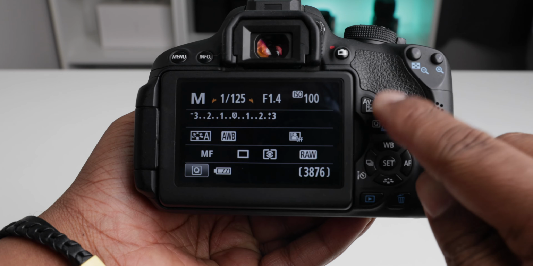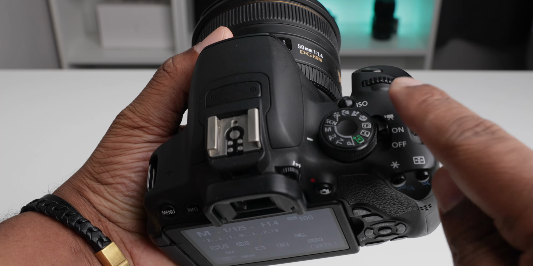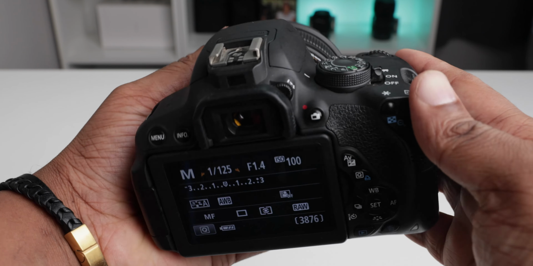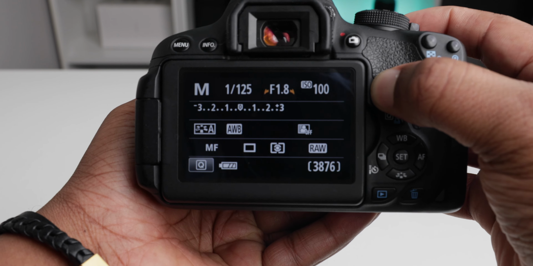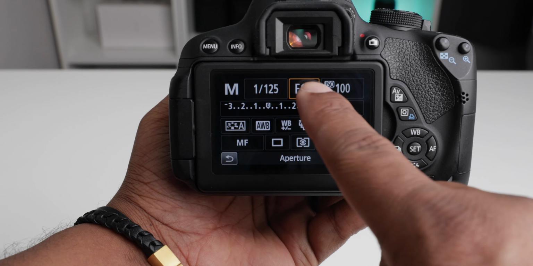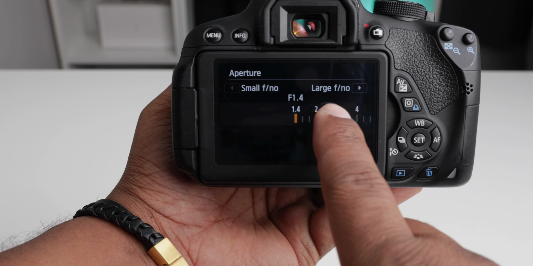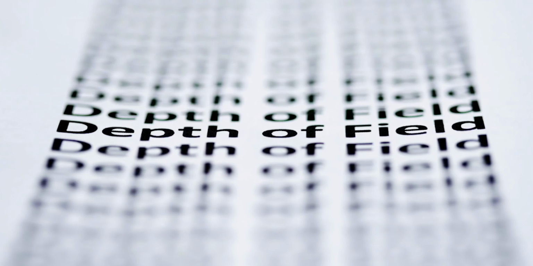It's relatively easy to control it on a Canon camera. Just hold down the AV button on the back of your camera, and just like with shutter speed, you can then turn the control dial on the top of your camera to adjust the F number. In some instances, if your camera has touchscreen capabilities, you can do it right off the screen. There you have it.